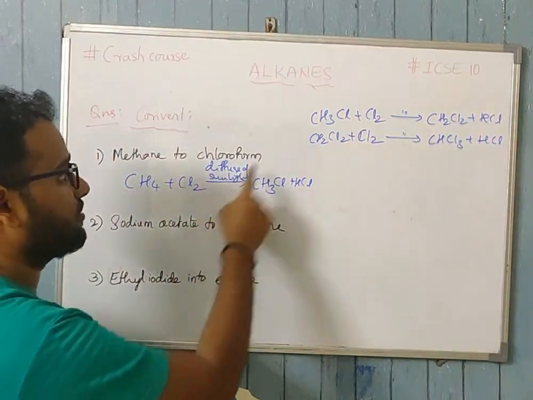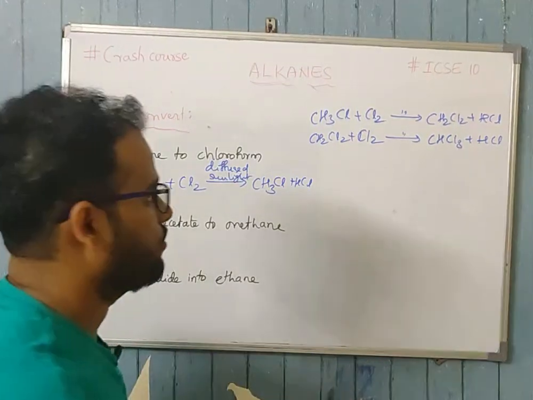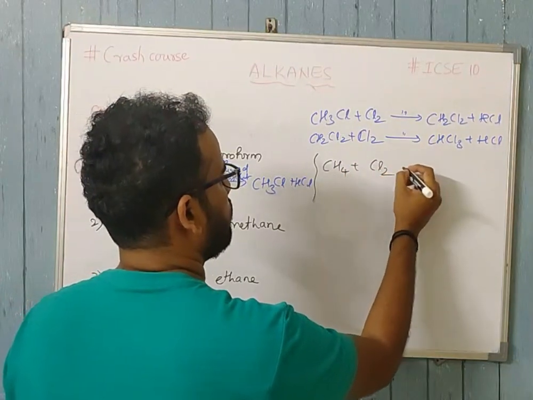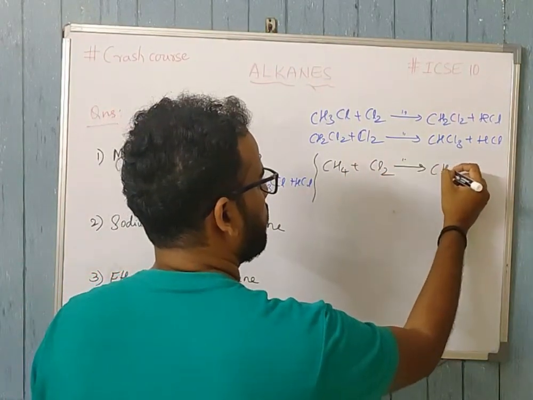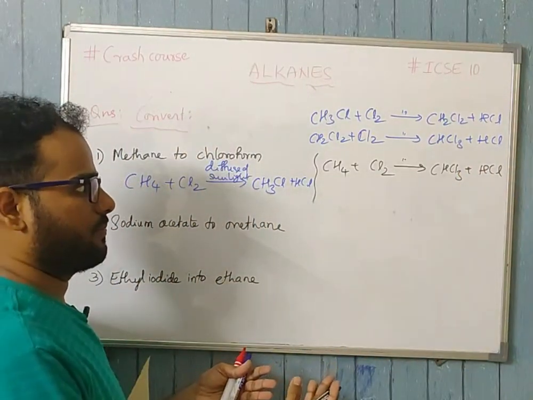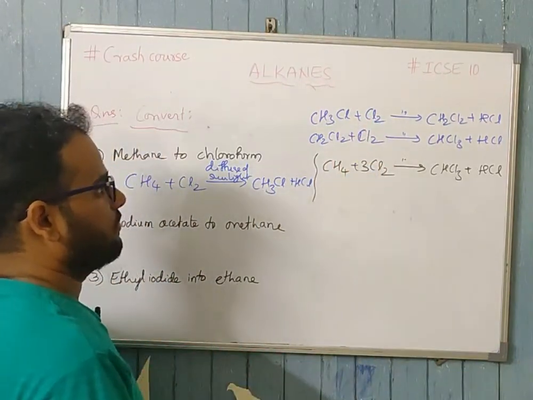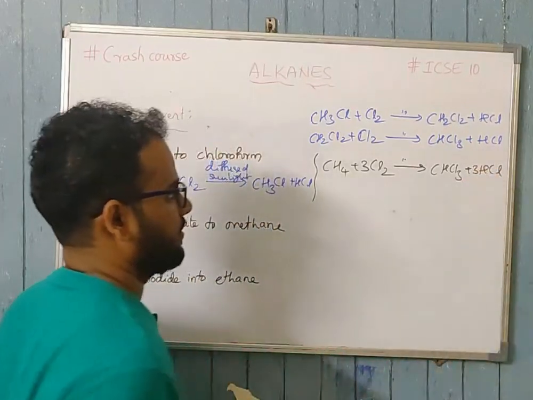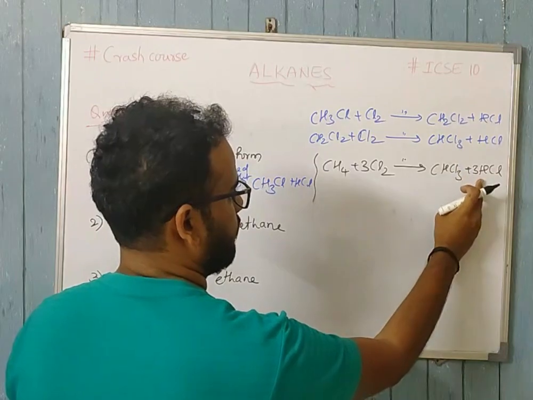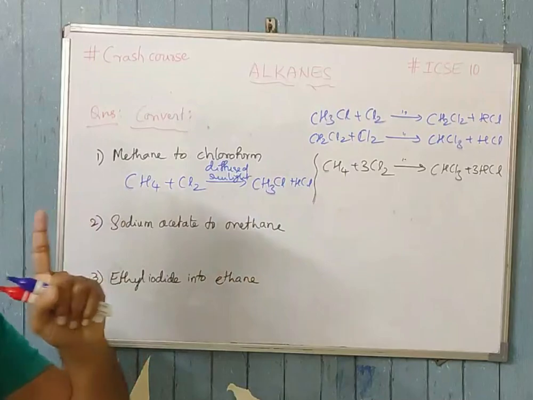Okay, if it is asked for 3 marks, or say it is only for 1 mark and they don't mention to write in 3 steps, what you can do is simply take methane plus Cl2 under diffused sunlight, chloroform plus HCl. Then you have to balance it. Overall you need 3 moles of Cl2, and you got 3 moles of HCl. It will be balanced: 4 hydrogen, 3 plus 1, 4 hydrogen; chlorine 3 into 2, 6, 3 plus 3, 6; carbon is 1. That is for 1 mark.